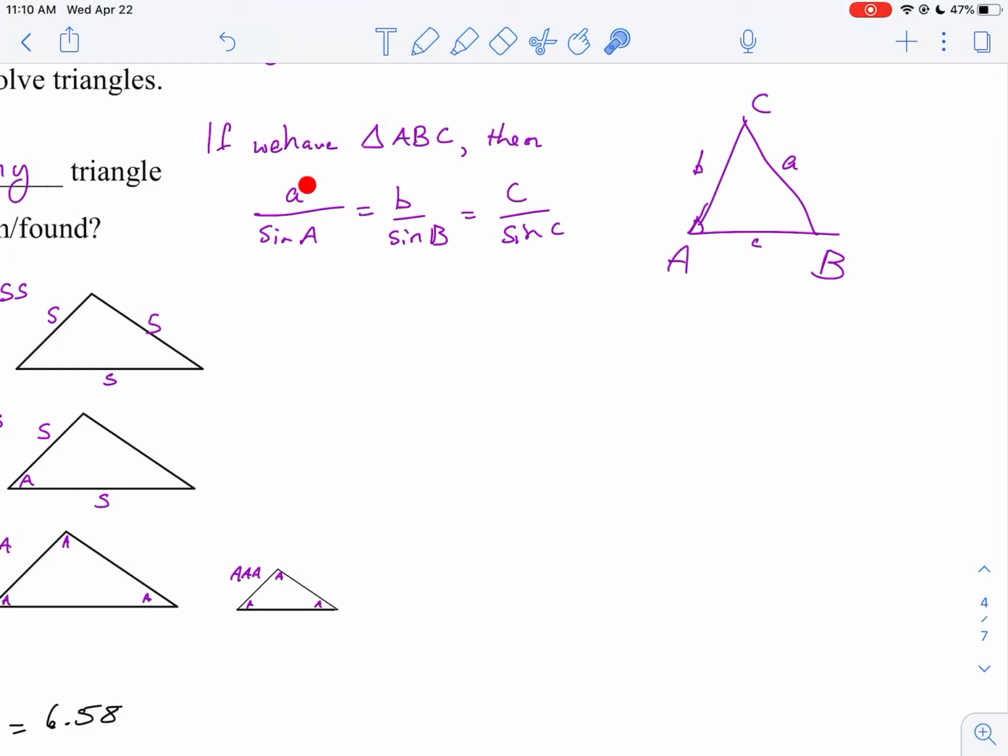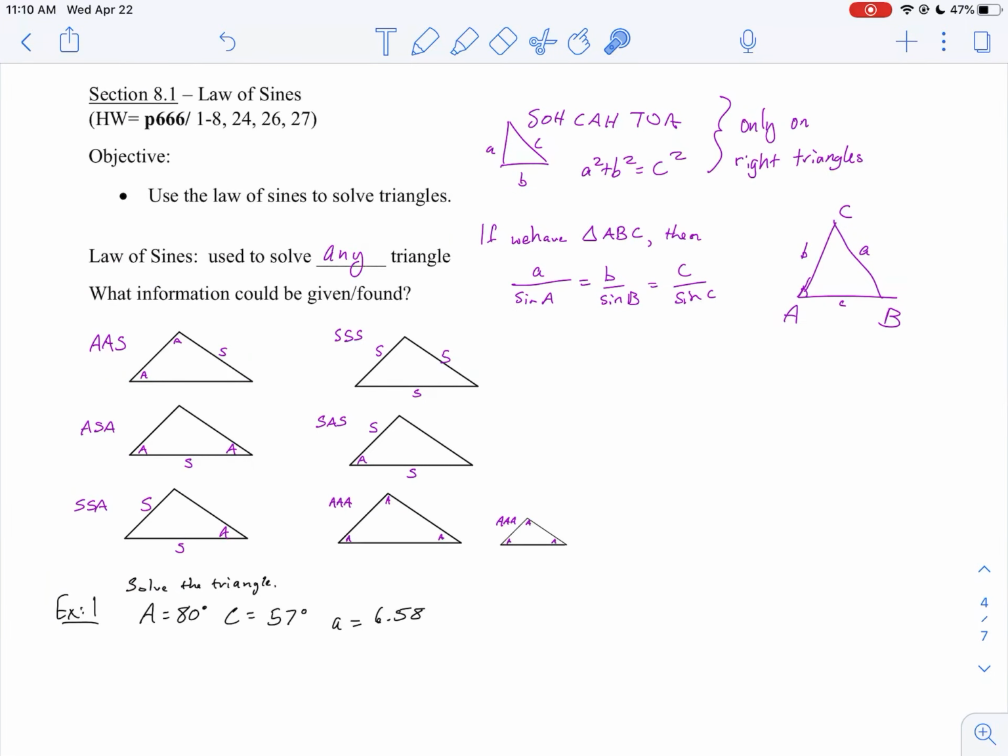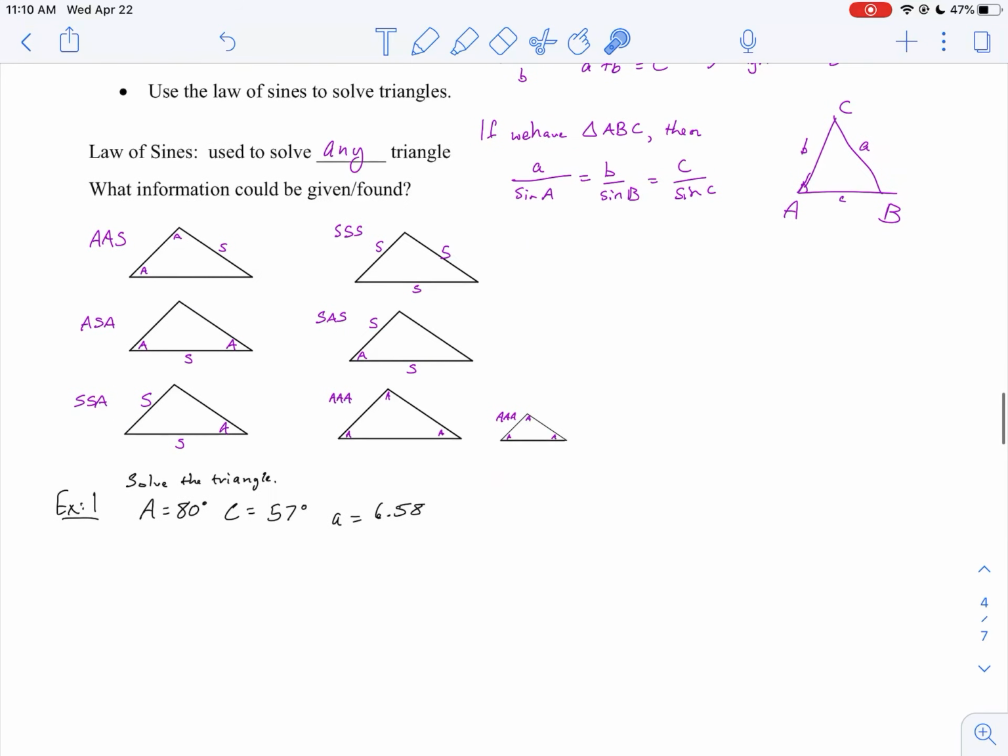And this is saying if you take a side divided by the sine of the opposite angle, it is equal to another side divided by the sine of that opposite angle. Usually we just work with these one pair at a time. We typically don't do all three at once. So this is the law of sines.